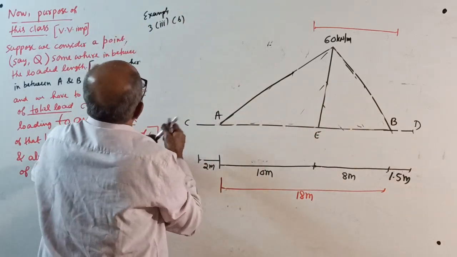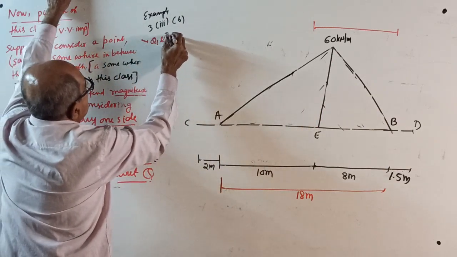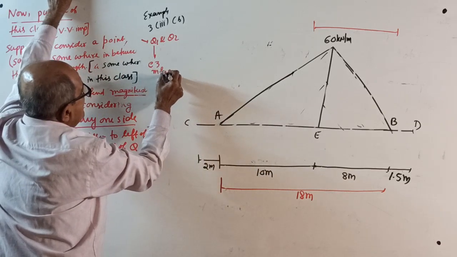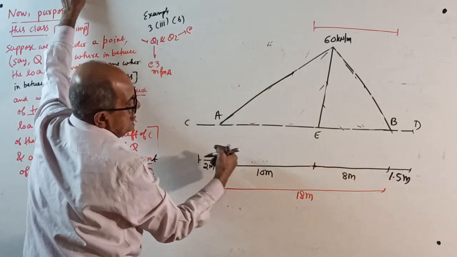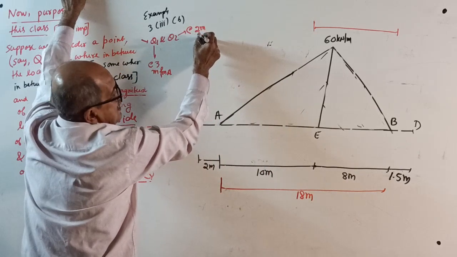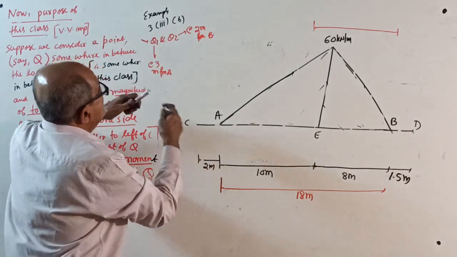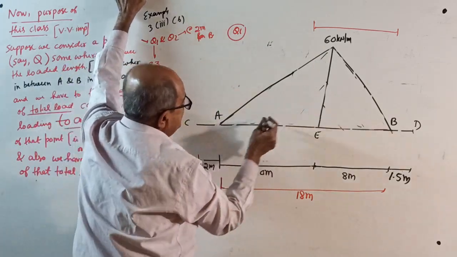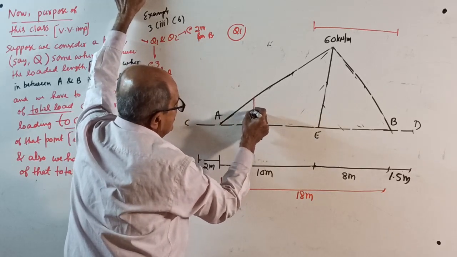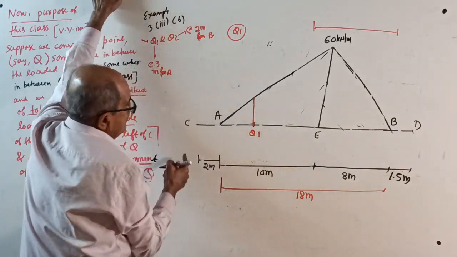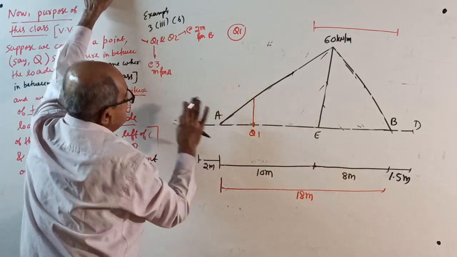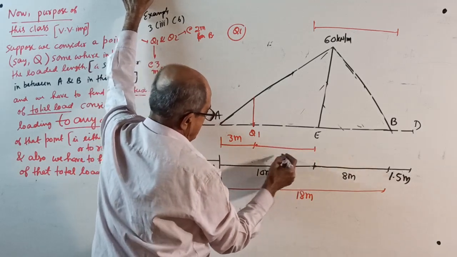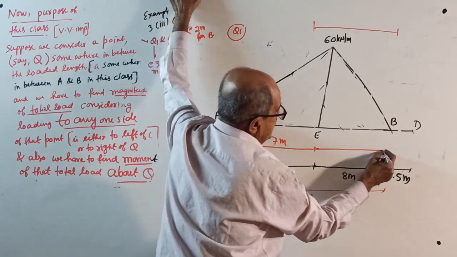Okay, now, 1 point I will take. Now consider 2 points, Q1 and Q2. Q1 I will take, this is 10 meter, Q1 at 3 meter from A. Q2 I will take at 8 meter, 2 meter from B. Okay, now see, first consider Q1. Not 2 meter. If I take 2 meter, this will come 8 meter. No, I want 3 meter, sorry, 3 meter. This is 3 meter. This will become 7 meter. This will become 8 meter.